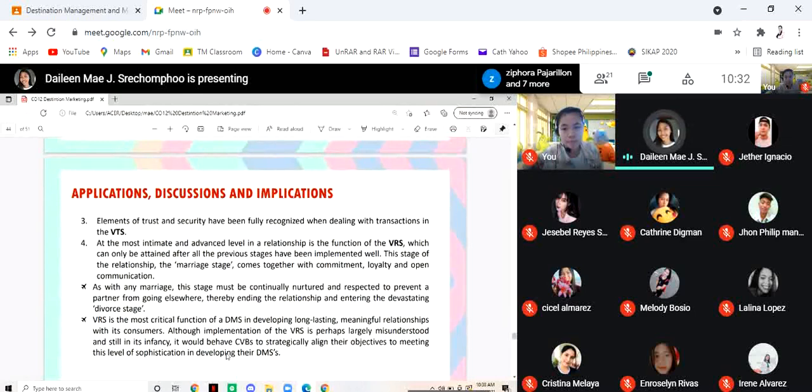At the most intimate and advanced level in a relationship is the function of BRS, which can only be attained after all the previous stages have been implemented. But kapag maayos na successfully na-implement yung mga naunang stage, dadating na tayo sa BRS. This stage is the relationship, the marriage stage. Kasi dito mo i-maintain yung commitment, loyalty, at communication nyo ng organization at ng consumer.